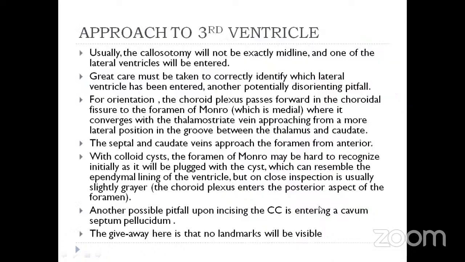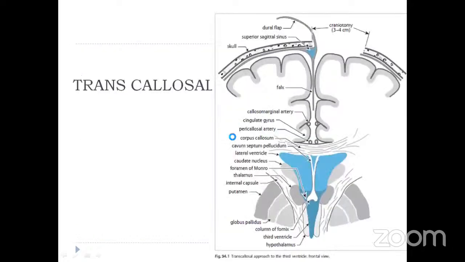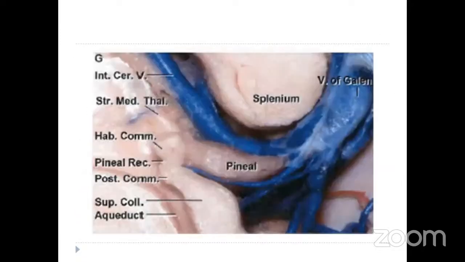Now, while we are approaching the third ventricle, there are certain points that we should take care of. Usually the callosotomy will not be exactly midline and one of the lateral ventricles will be entered. You have to take great care to correctly identify which lateral ventricle has been entered, another potentially disorienting pitfall. For orientation, we must know that the choroid plexus passes forward in the choroidal fissure to the foramen of Monro, which is medial, where it converges with the thalamostriate vein, approaching from a more lateral position in the groove between the thalamus and caudate. There's a very good diagram of this that Amna showed us.